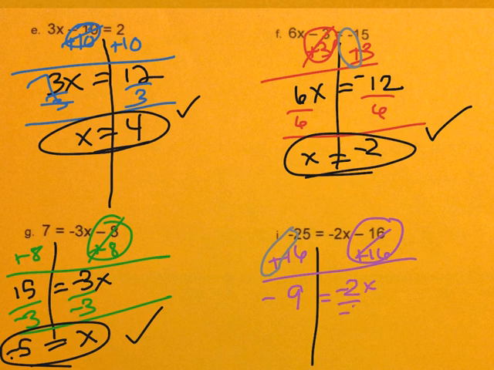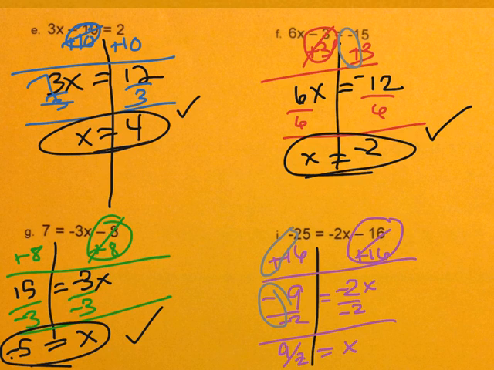Divide both sides by negative 2. Now here again, 2 does not go into 9 a whole number of times, so I'm going to leave my answer as positive. So a negative divided by a negative is positive, which is why it's positive 9 halves.